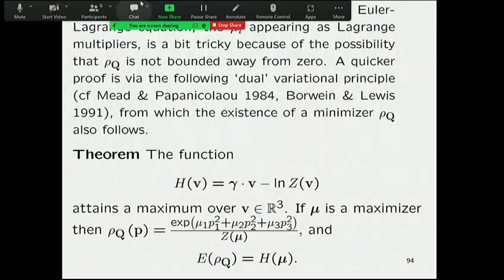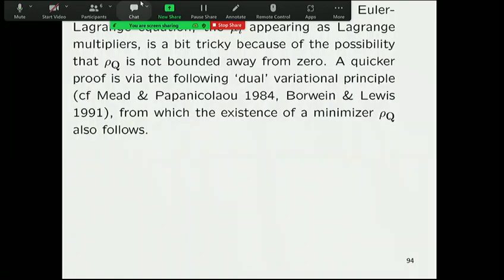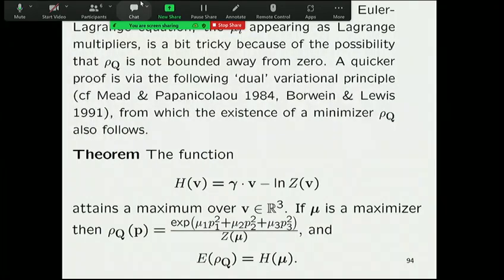Okay. So, you look at this function h of v. v is just a vector. Gamma was the vector of lambda i plus 1/3. And you take gamma dot v minus the logarithm of z of v. And what you show is that this attains a maximum over v. And if mu is the maximizer, then rho q has this indicated form, and it indeed is. And the minimum of e is the maximum of h, right? So that's the minimax principle.